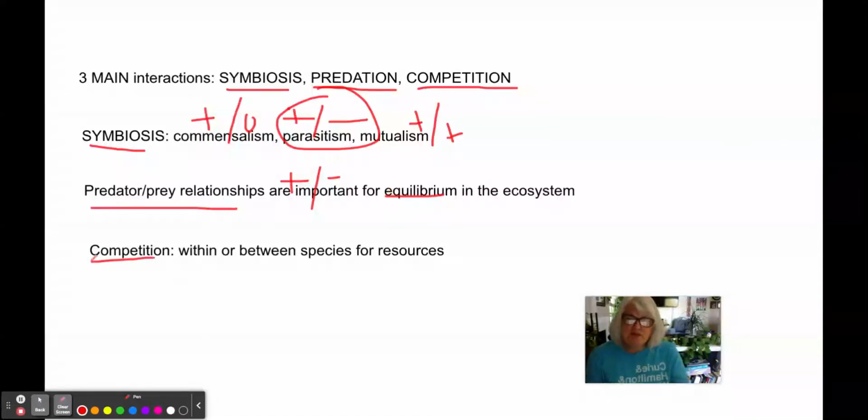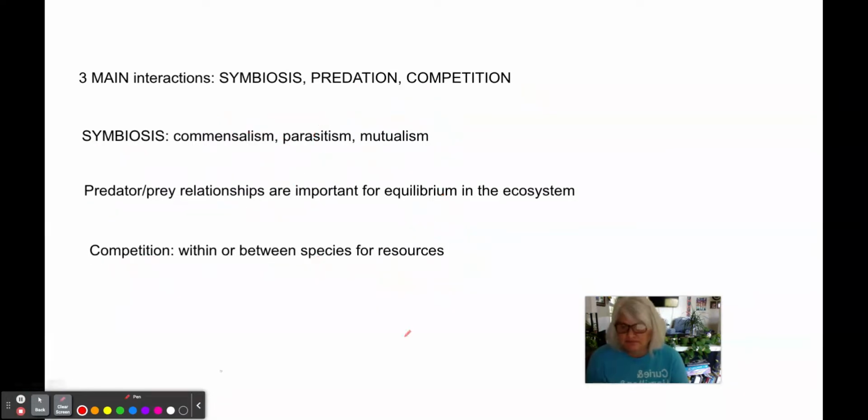And then finally, you have competition, which can either be within or between species, and it's always for resources. And understand that resources don't have to be just food, it can be shelter, it can be mates, space, it can be a lot of different things.